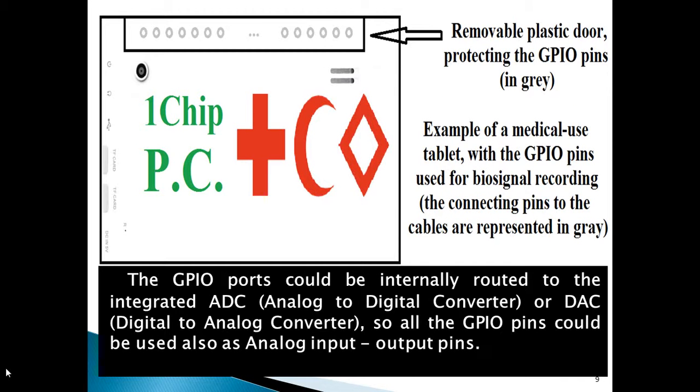The GPIO ports could be internally routed to the integrated ADC, analog to digital converter, or DAC, digital to analog converter. So all the GPIO pins could be used also as analog input-output pins.